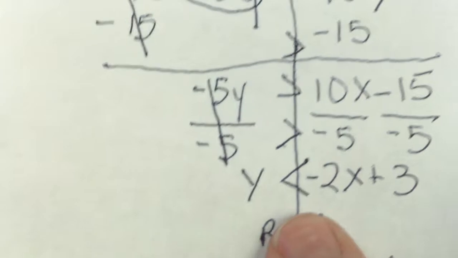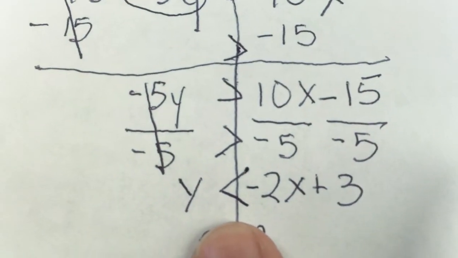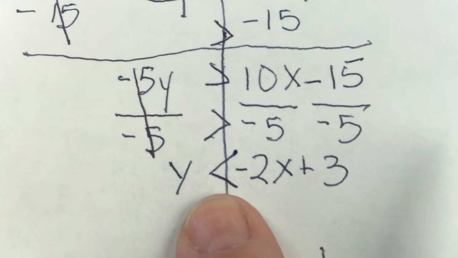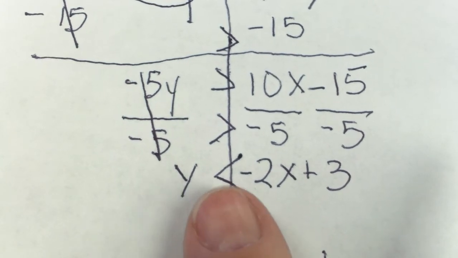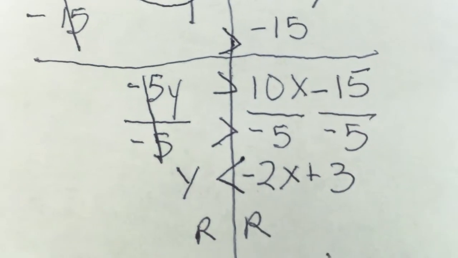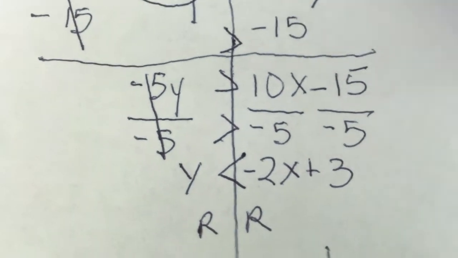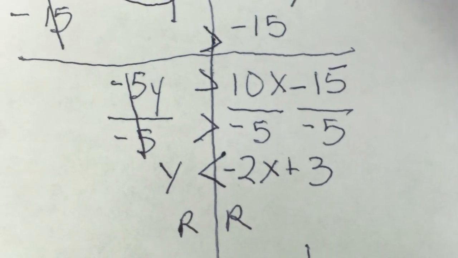Now it's in slope-intercept form. I need it to be in slope-intercept form when I decide where to shade it. Less than is below the line, and greater than is above the line, and that only works when it's in slope-intercept form. And mine is in slope-intercept form. So we're going to graph y is less than negative 2x plus 3.